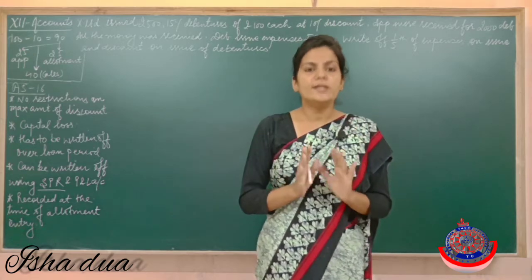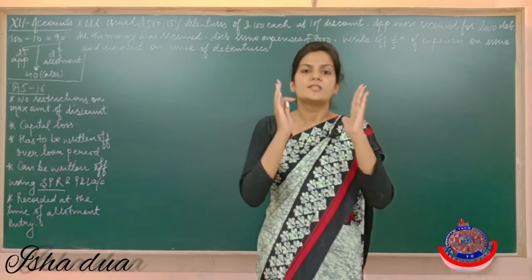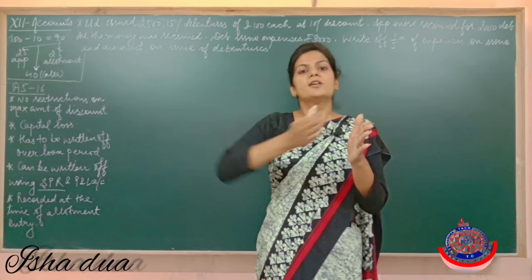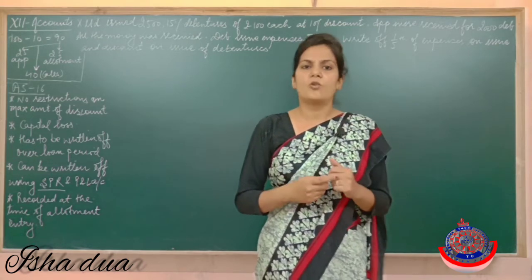Let me put it formally. Suppose debentures are issued for 5 years, then you have a tenure of 5 years, and during this time you can use the profits and write off the capital loss or the discount on issue of debentures.